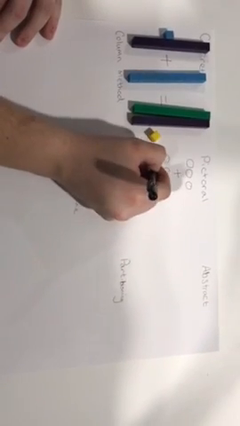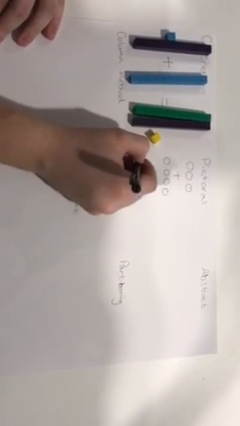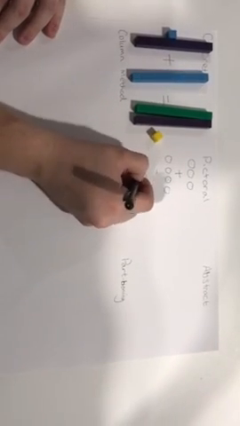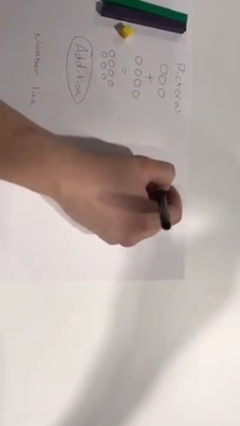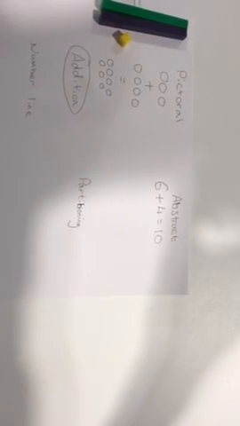And lastly, once they have picked up pictorial representations, you could go on to abstract representations. For example, 6 add 4. Another word for abstract is symbolic representations, which would be the add sign and the equal sign. 6 add 4 would equal 10.